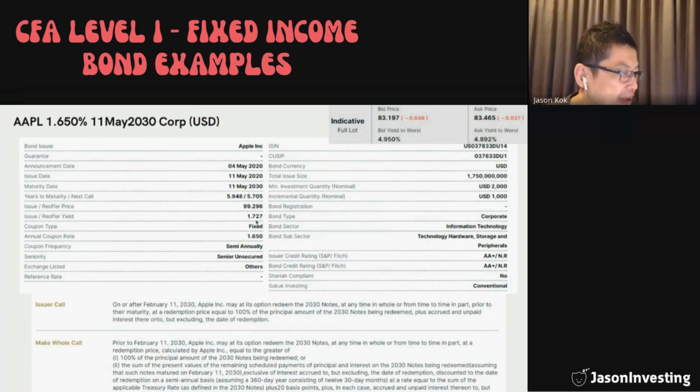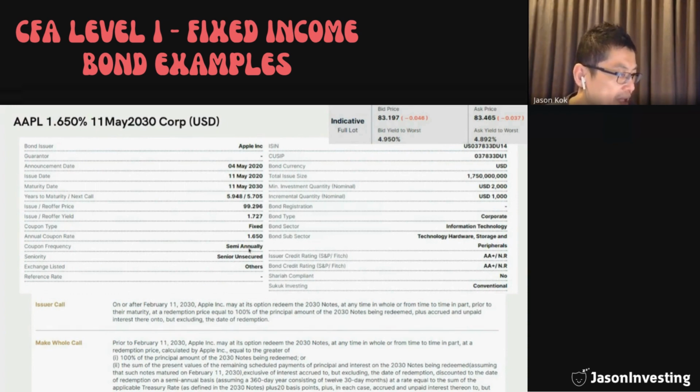Oh, you can see this here as well. You see the 1.727. This is the yield. You can think of it as a market yield. So the market interest rate is 1.7, but right now I'm only paying 1.65. So in order to compensate the difference, this bond is priced at a discount. The coupon type is fixed. So this is a fixed coupon rate. This one is fixed 1.65%.